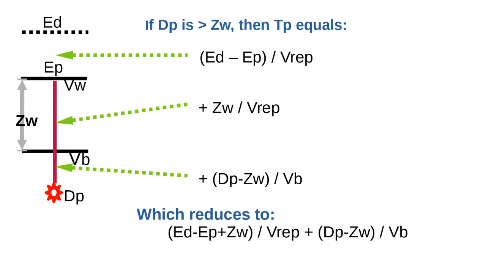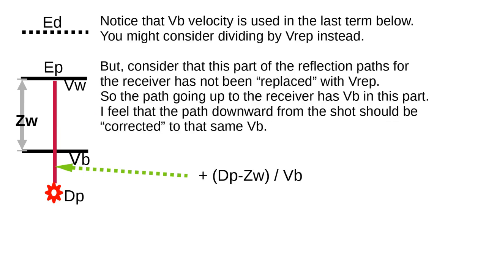If the shot depth is greater than the weathering thickness, then the static is equal to this equation, which reduces to the equation seen at the bottom. Notice that the second velocity is used in the last term below.